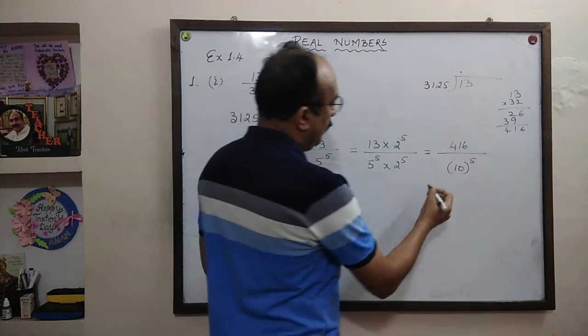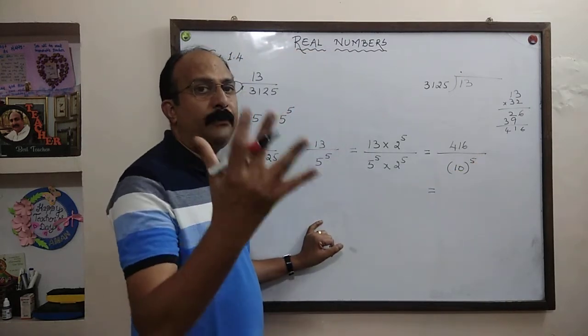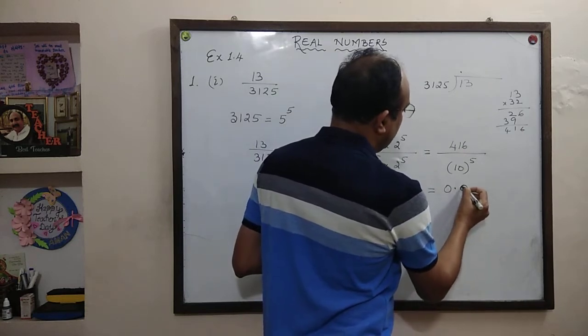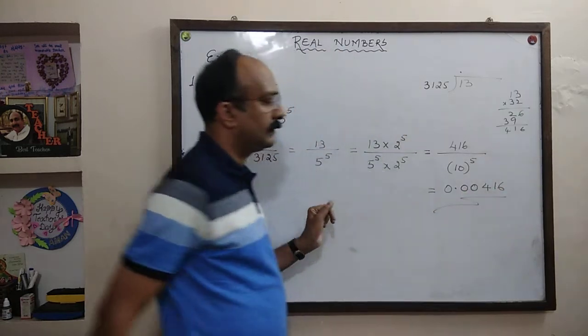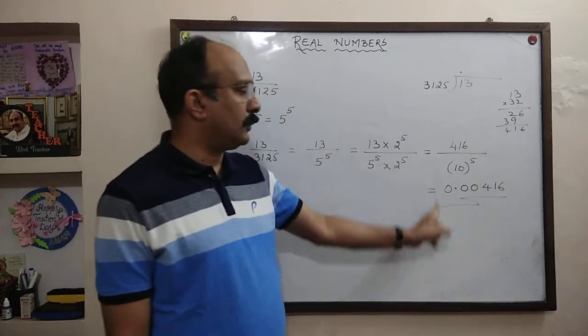Four 1/6 upon 10 power 5. 10 power 5 means how many decimal places? 5 places of decimal. So 0.00416. Got it? So please learn this method also.